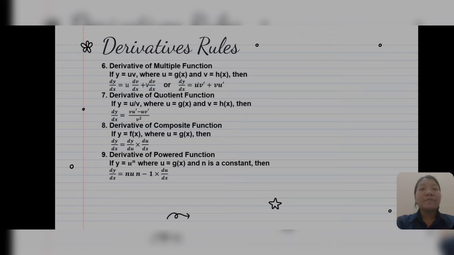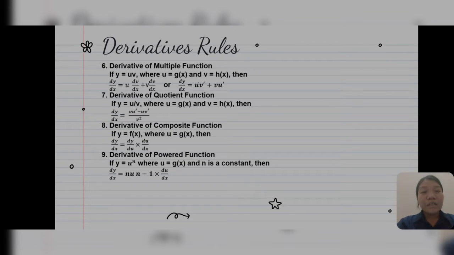The seventh one is the derivative of a quotient function. Here if y equals u per v, where u is g(x) and v is h(x), then the formula is delta y per delta x equals v times u' minus u times v', per v to the power of 2, or v squared.